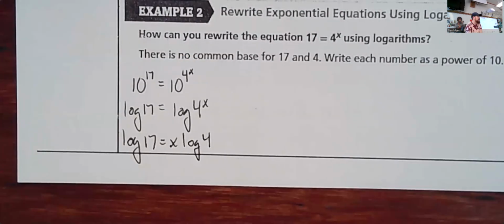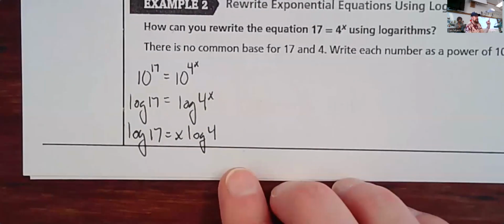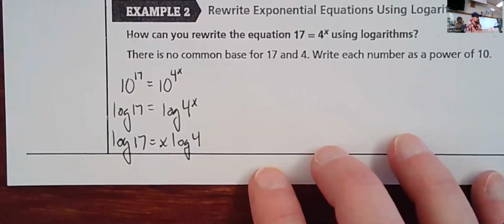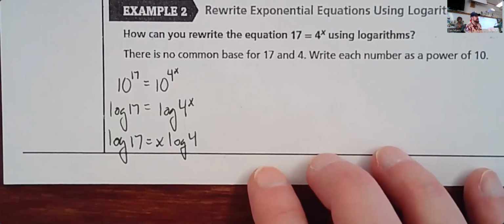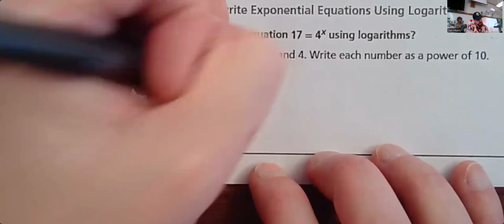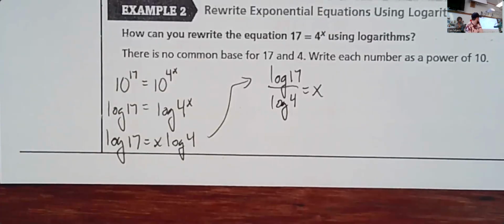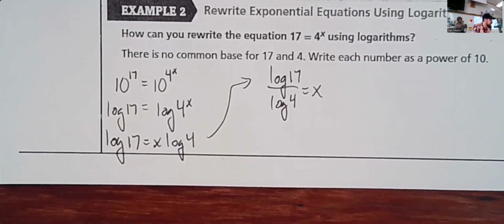And the reason why that's helpful is because now we only have to do one thing to get x by itself. What do we have to do to get x by itself? Yeah. Divide by log 4 on both sides. So this is going to be log 17 divided by log 4 equals x. It's kind of like using the change of base formula that we used yesterday. It's not the same thing, but it's kind of like it. So we're going to have to use our calculator here to get this finished up.